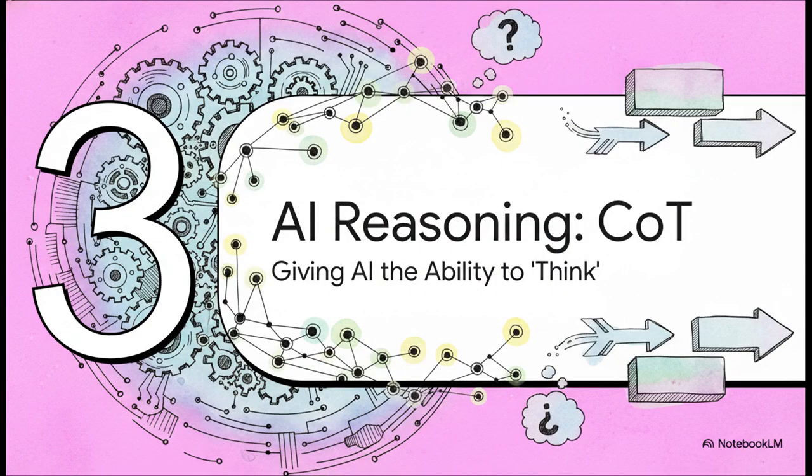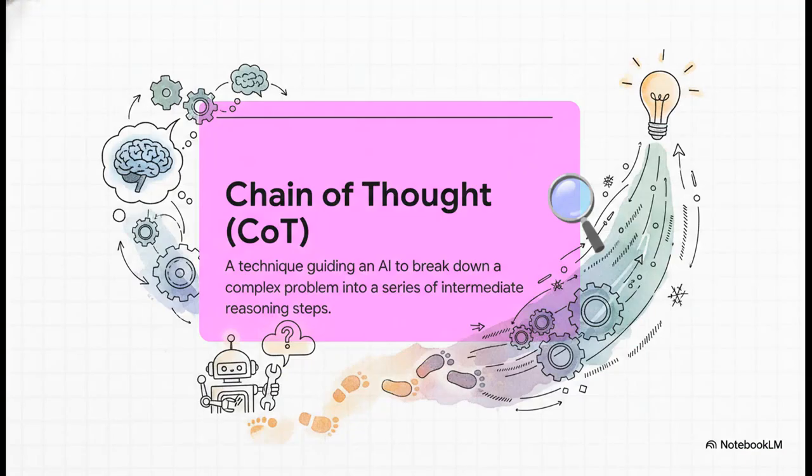Now, prompting is foundational, but it's really just the beginning. What if we need our AI to tackle a problem that's actually complex? Something that requires multiple steps to solve. For that, we need to teach it how to reason. And that brings us to our first really advanced technique. And that technique is chain of thought prompting.